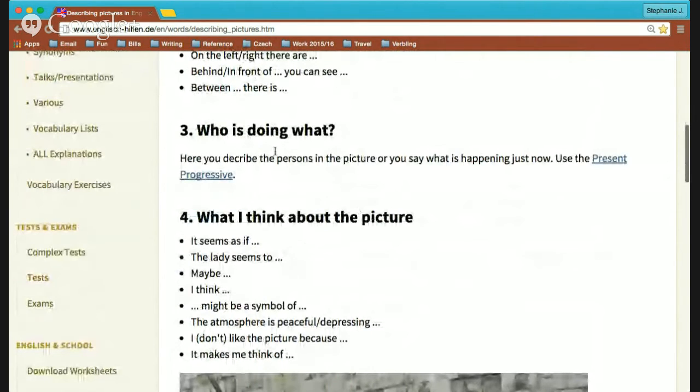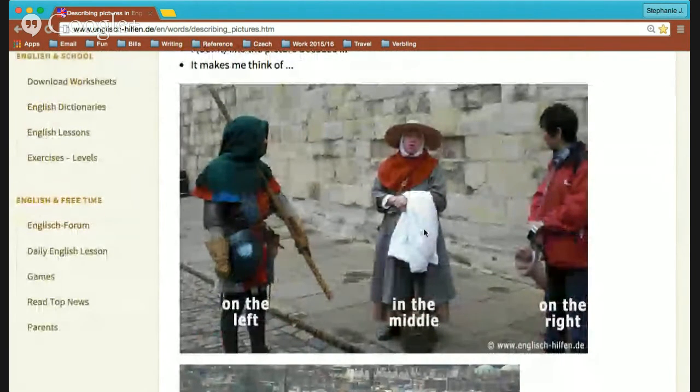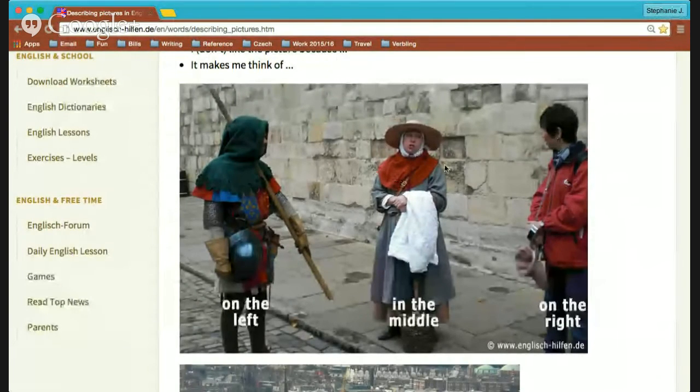And if we're talking about people or animals doing things, you will use the present progressive. So she is holding a white towel. The tourist is asking a question.